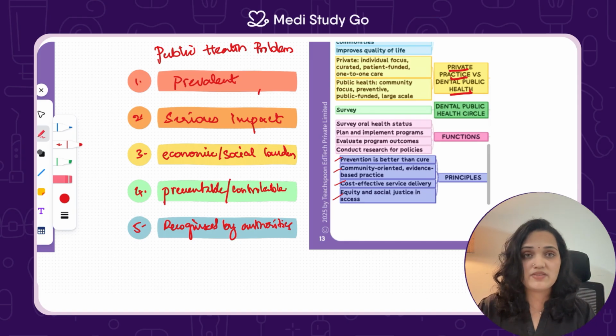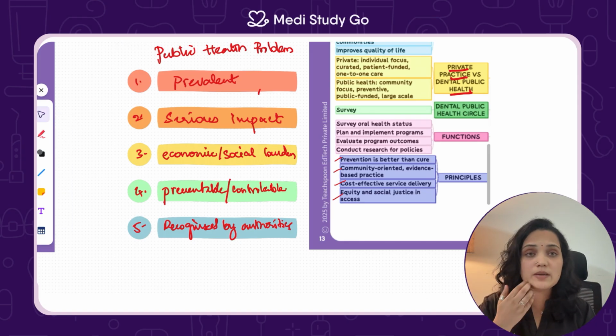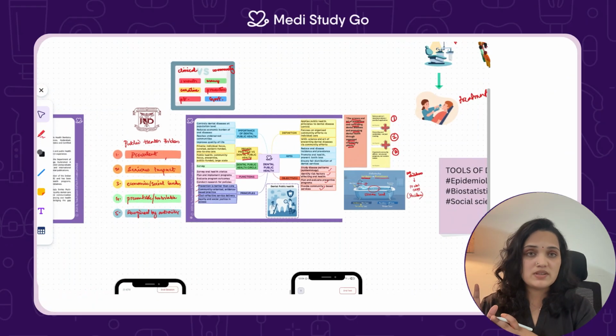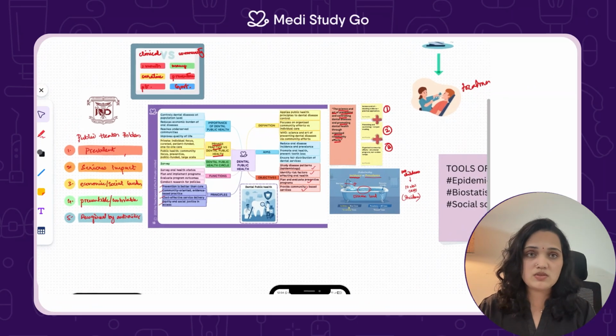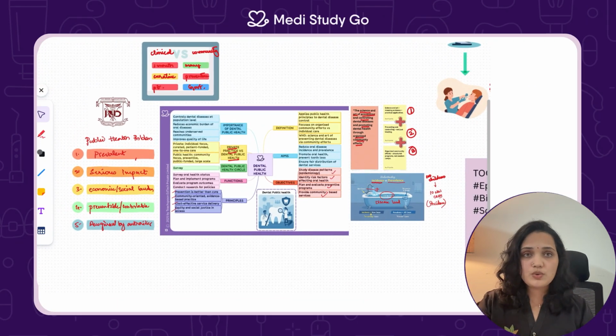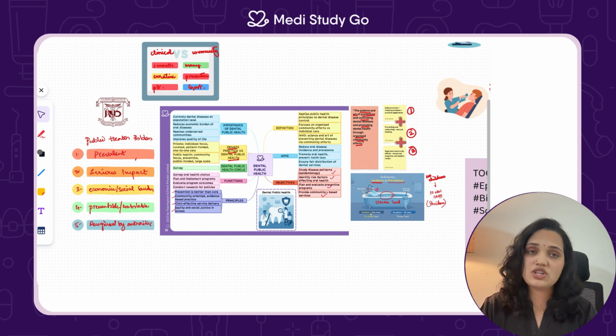Let's try and compress everything once. Over here in dental public health, we're talking about one mouth versus many mouths. We are talking about curative versus preventive, individual versus population, and chair side versus community. If this contrast is clear in your head, then this chapter is quite clear.